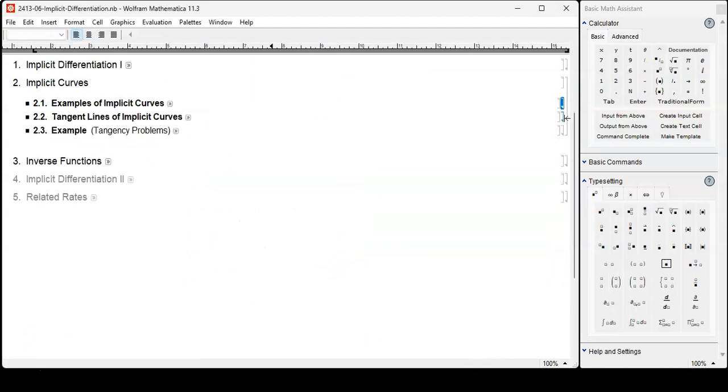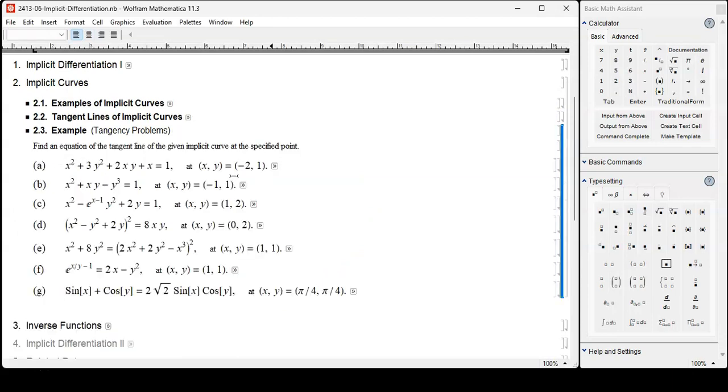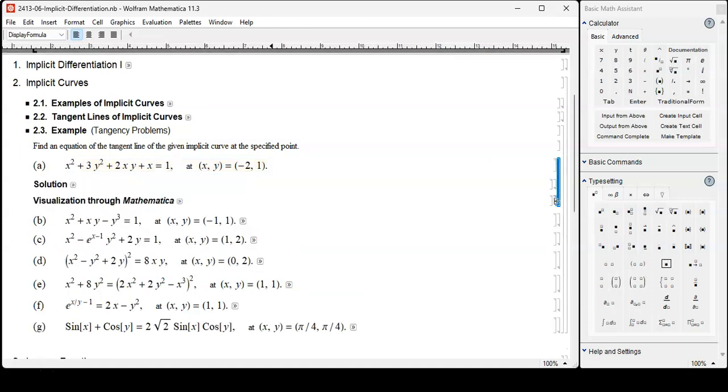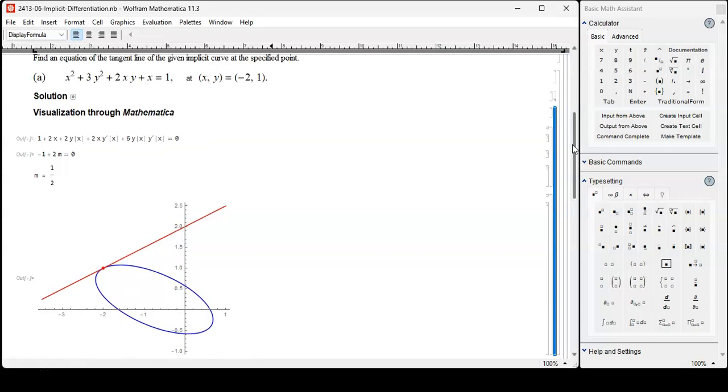Okay, let's go to an example problem. Okay, all right. x squared plus 3y squared plus 2xy plus x equals 1 at (x, y) equal to negative 2, 1. We are doing this for the first time. So this time, I'll show you the picture first. So you're looking for something like this. We're going to end up with an ellipse. And then this point here, negative 2, 1. And then you expect a positive slope.